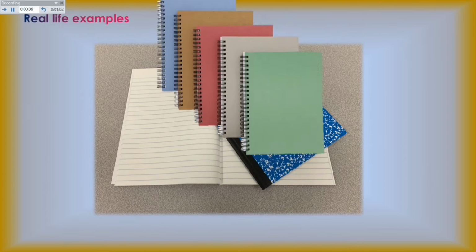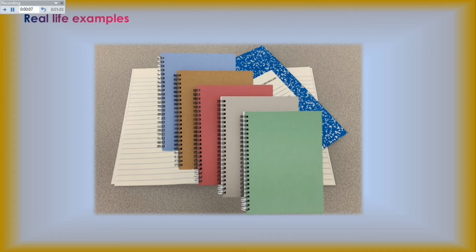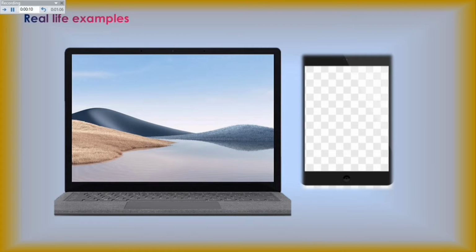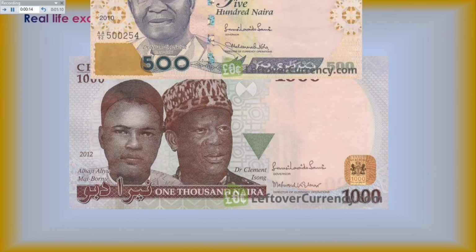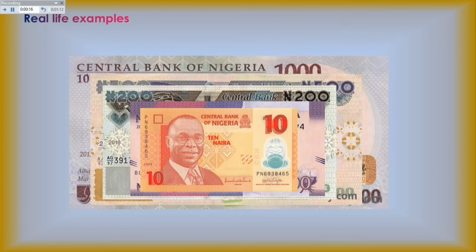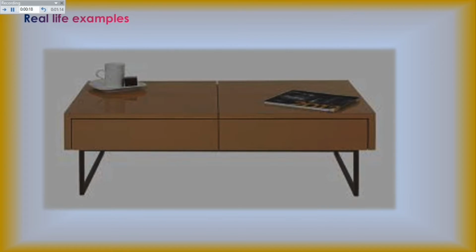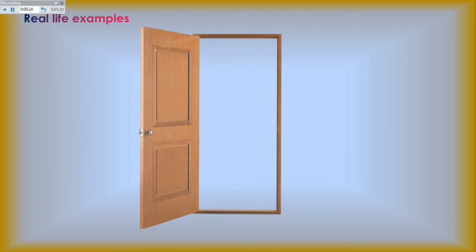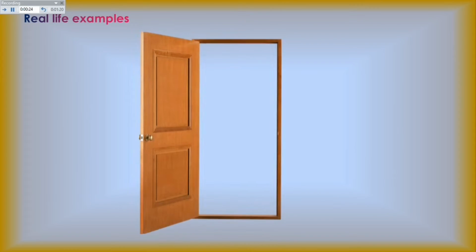Some real-life examples include your notebook where you're taking down the notes of this lesson, the laptop or device where you're watching this video from, the money you use in buying some nice stuffs, the tabletop where you sip your morning tea, the door where you pass through to enter into your house. All these are real-life examples of quadrilaterals.